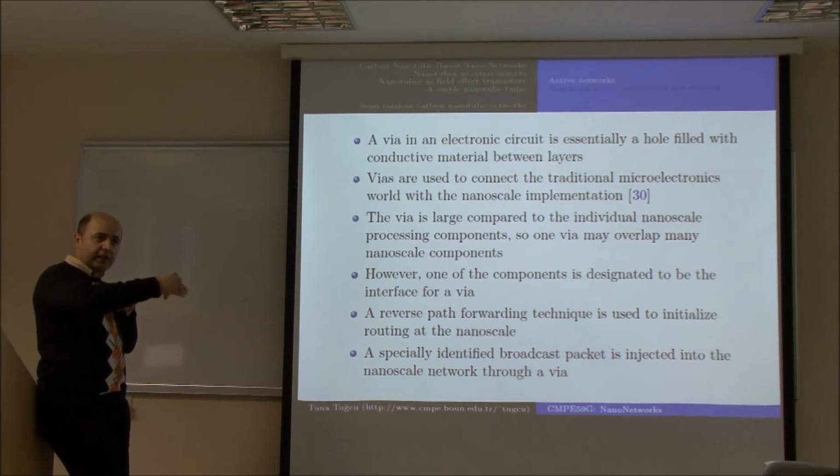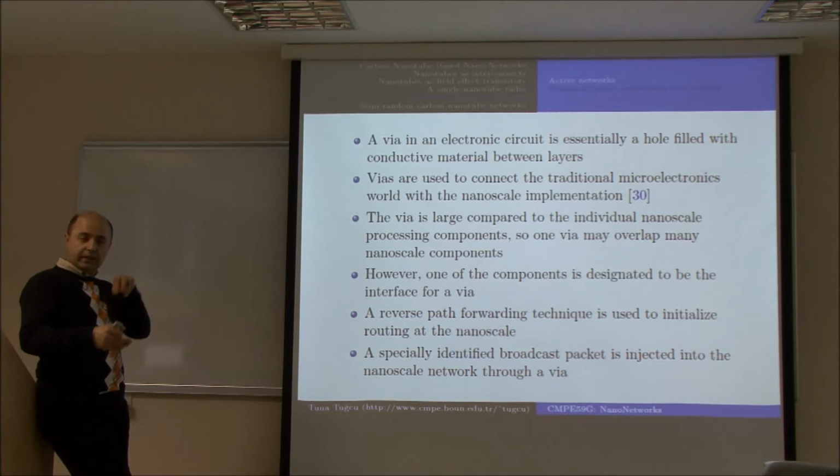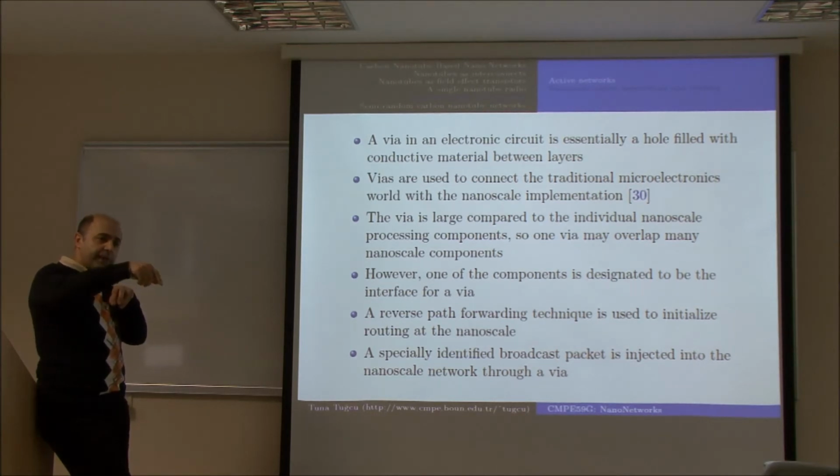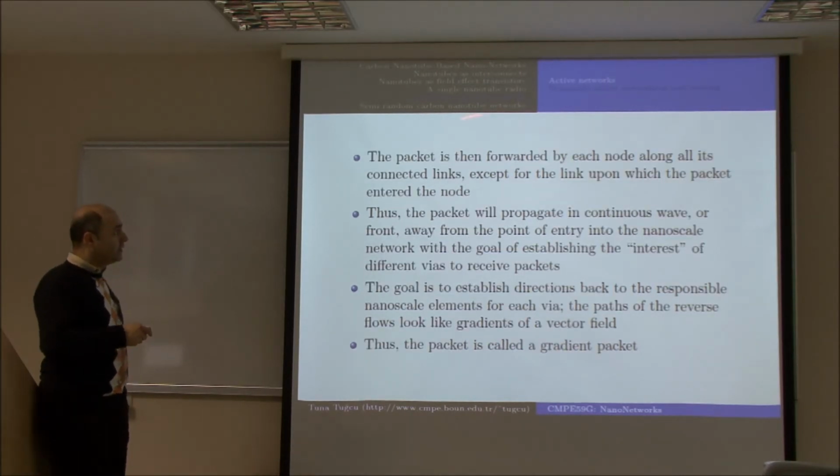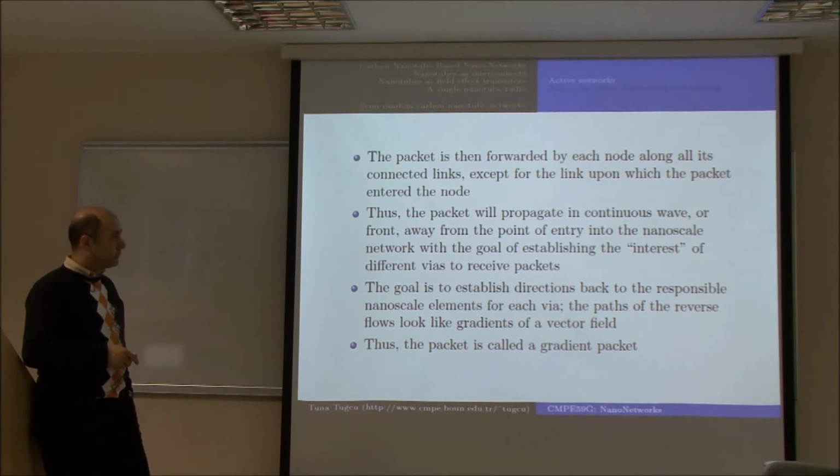And thus, the other nanoscale nodes will learn where the via is and the interface for the via is. Okay? But they should also be able to find the path going to that interface. That also has to be done. So that packet is forwarded by each node along all its connected links. So it's a kind of gossiping.